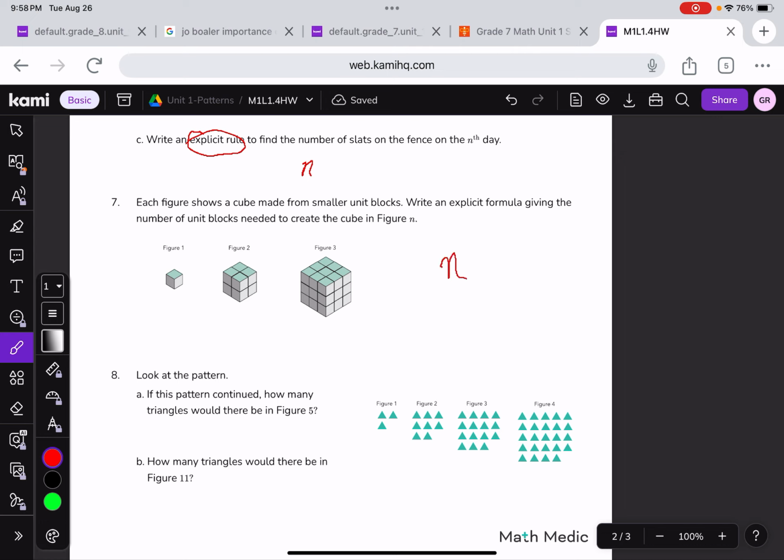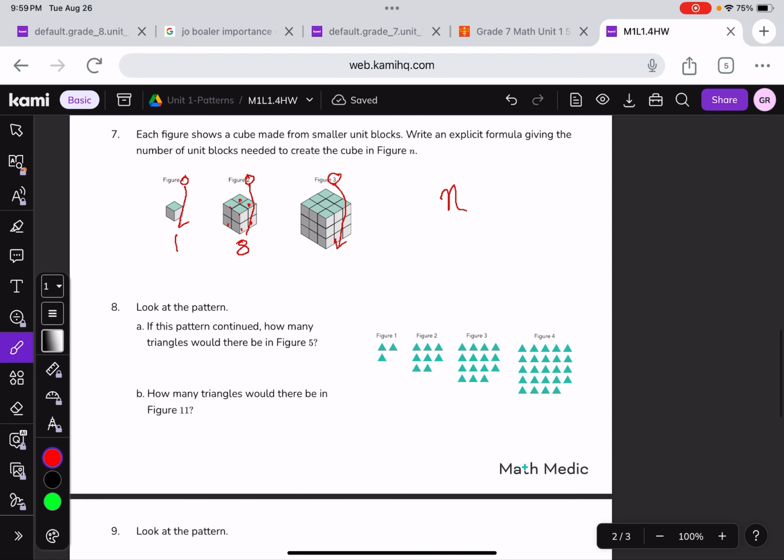right? Figure 1, each figure shows a cube made from smaller unit blocks. Write an explicit formula given the number of unit blocks. So you're going to need to count this, right? There's 1 block in figure 1, and if you notice, there's 1, 2, 3, 4, 5, 6, 7, 8. There's 8 in this one. So what am I doing to 1 to get a 1? What am I doing to 2 to get an 8? And then what am I going to get 3? So what am I going to do for the nth cube? I'll let you try that on your own.